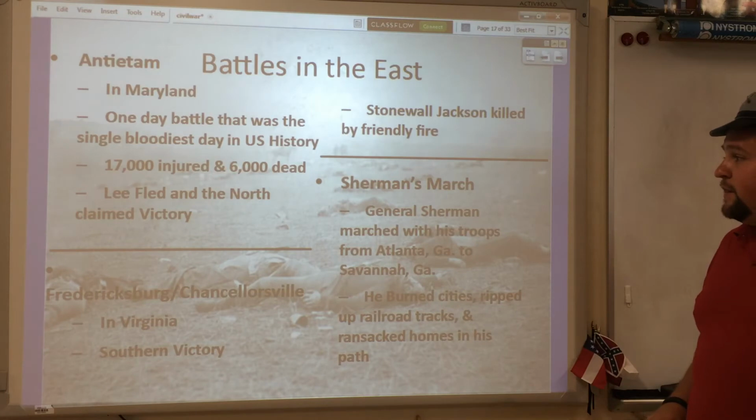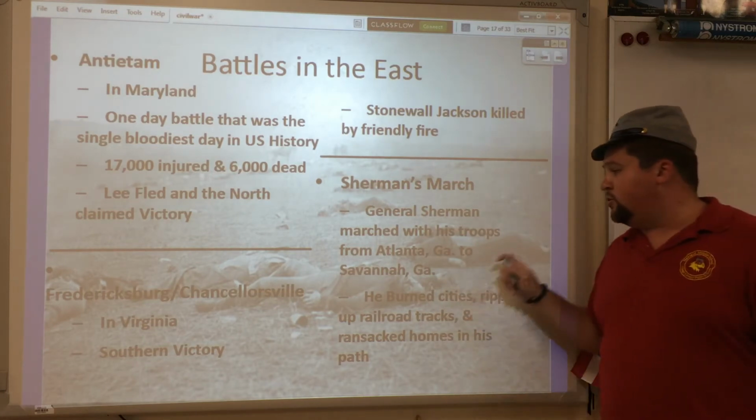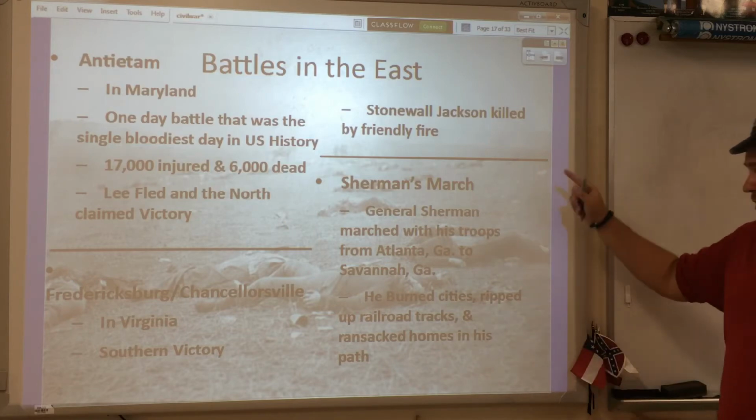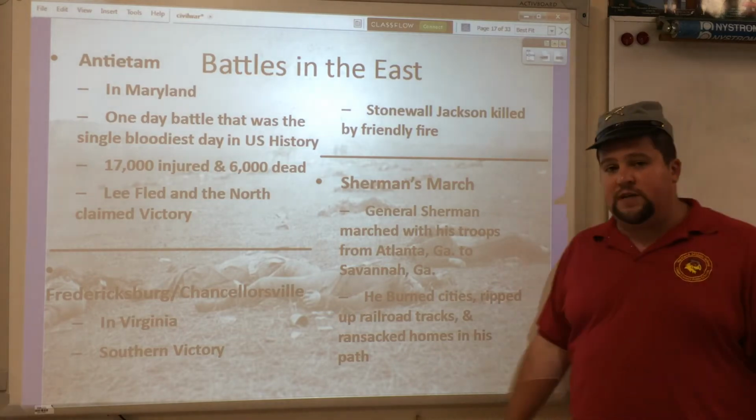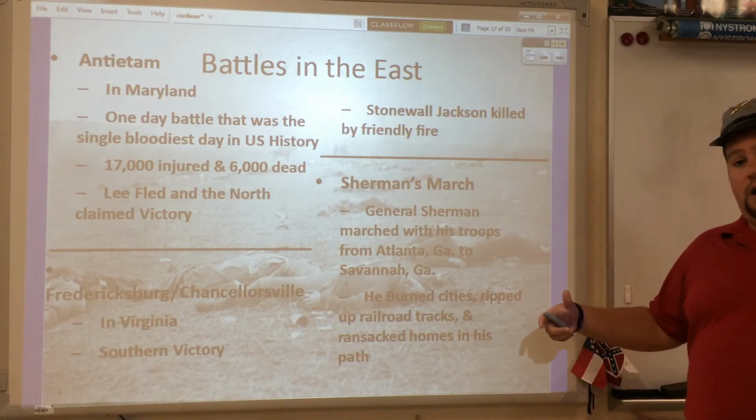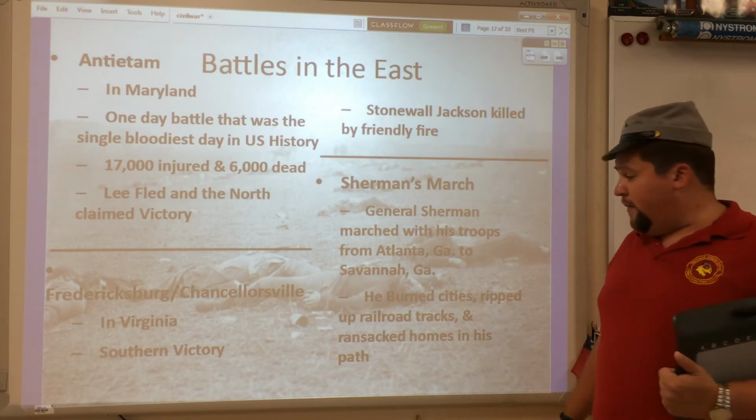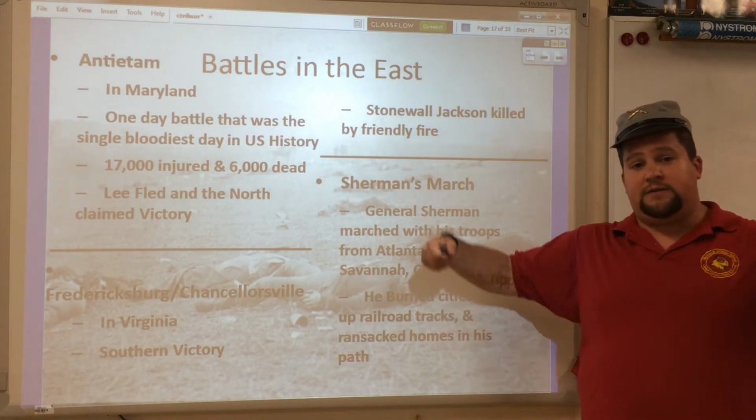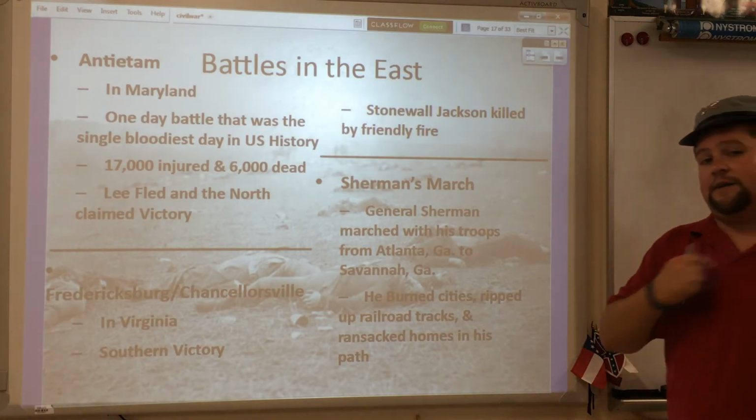Sherman's march is the other big thing that happens in the state of Georgia. General Sherman marches with his troops from Atlanta, Georgia to Savannah, Georgia. He burns cities, rips up railroad tracks, right, and ransacks homes in his path. They even burn convents, churches, everything inside, right? Doesn't matter. They take the railroad tracks, heat up the rails, and kind of bend them around trees, and they call them Sherman's neckties. They look like little ties around trees.